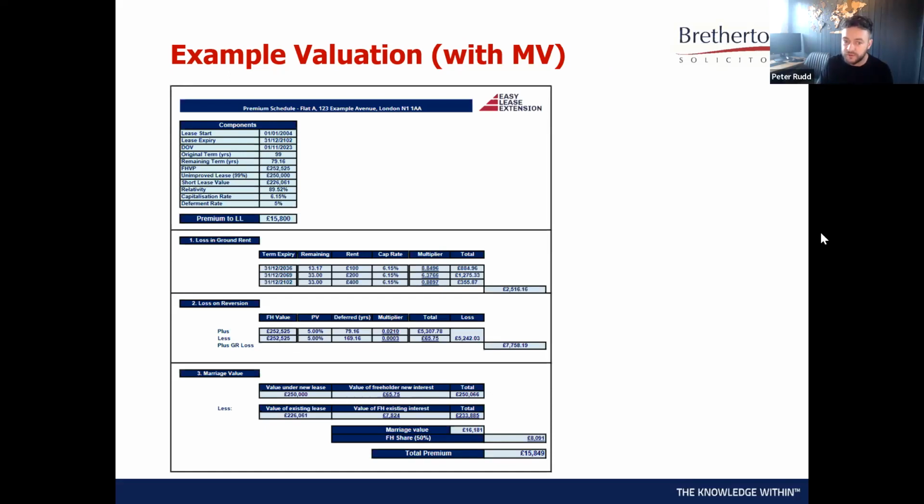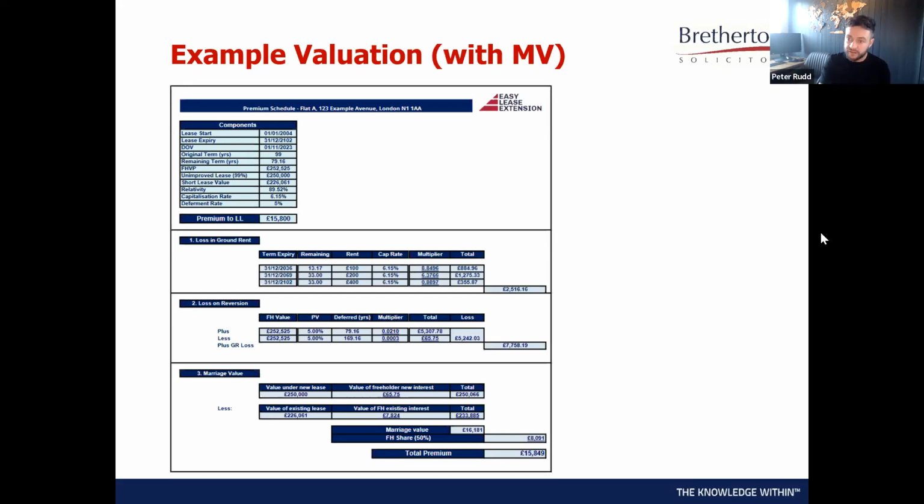There are some small differences because this lease was granted in 2004 as opposed to 2005, meaning its remaining or unexpired term is now 79 years. So we're into the realms of marriage value now, and this does make the calculation a lot more complicated. When you are calculating marriage value, you have to establish the present lease value, and it's not going to be worth the same as its extended lease value.